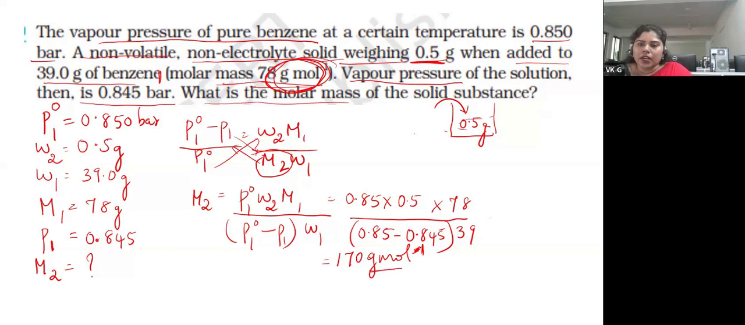I hope it is clear. There's no doubt how to solve it. If it says solute, take 2. If it says mass, take W, small letter W. If it says molar mass, take capital letter M. That's all. Easy it is. Okay.